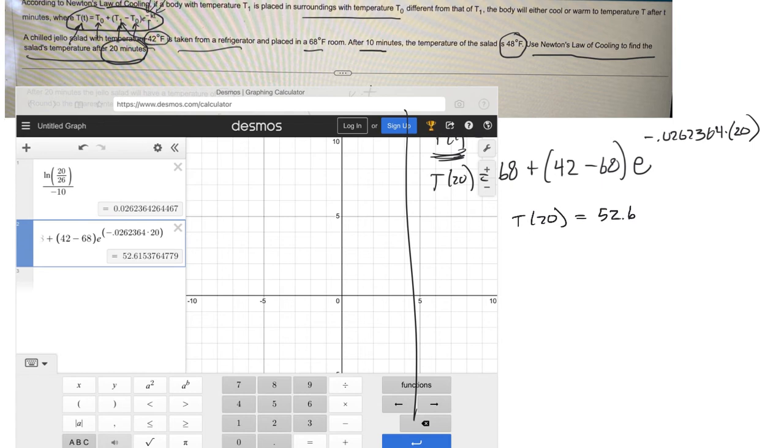And if you look at it, it makes a bit of sense, because if it came out of the cooler at 42, and the temperature in the surrounding air is 68, then it's just going to keep warming up, right? And so 52.6 makes a bit of sense. Let's try another one.